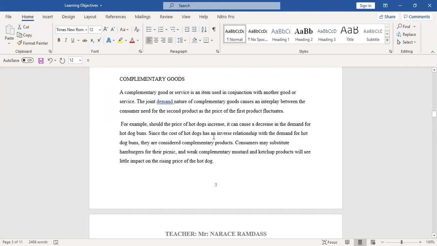Since the cost of the hot dogs has an inverse relationship with demand for hot dog buns, they are considered complementary products. What that means is if the price of hot dogs goes up, the inverse relationship we're talking about here means that people are going to be demanding less hot dog buns. Does that make sense? Anybody and everybody following so far?